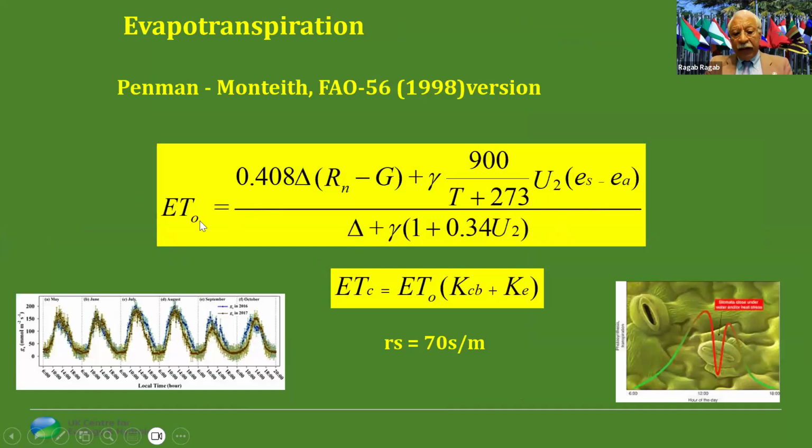So here you calculate the ET0, the reference evapotranspiration, and then multiply it by the Kc, which is a combination of two crop coefficients. One is related to the crop, one is related to the soil. And that's really the modification of that equation.